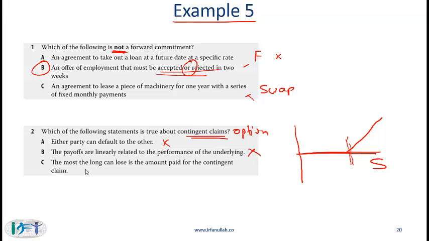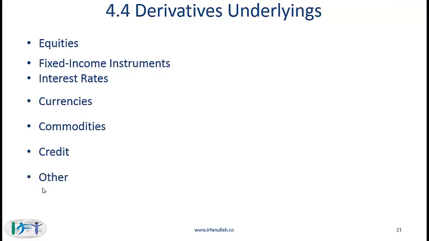The most the long can lose is the amount paid for the contingent claim. This looks correct because the amount that the long can lose is the amount that this party paid for the option. So the worst case scenario is that the amount that was paid for the option is lost. After that, there is no other loss. So C is the best answer.